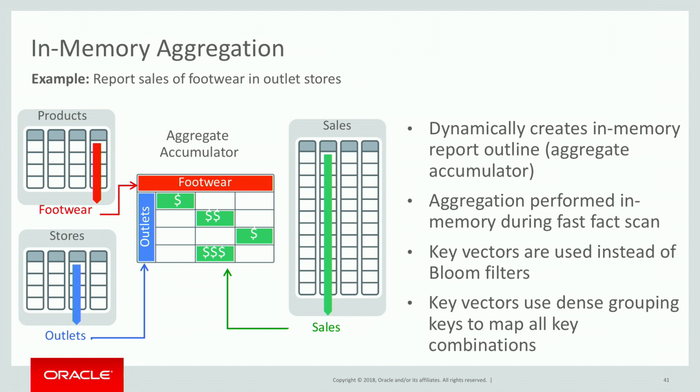So there is a whole white paper that talks about this. The cool part is not only can we do the join as part of the scan and filter operation, we use key vectors rather than Bloom filters because we use a dense grouping key. What we essentially do is create an in-memory report accumulator, and we actually perform the group by aggregation during the scan and filter operation as well.